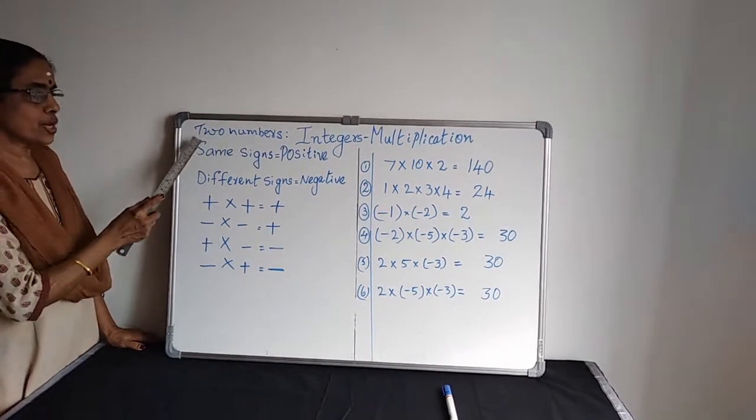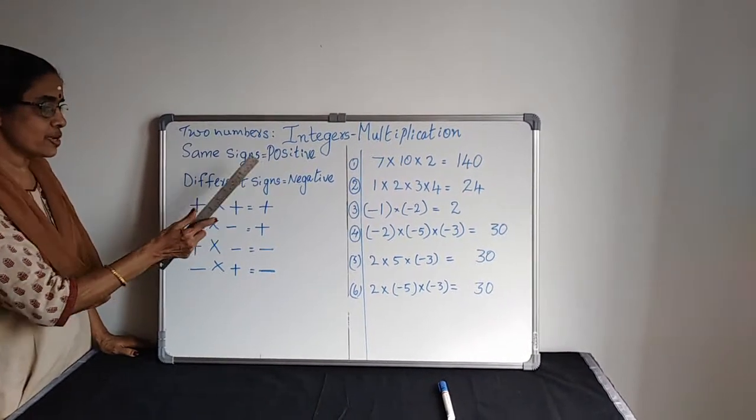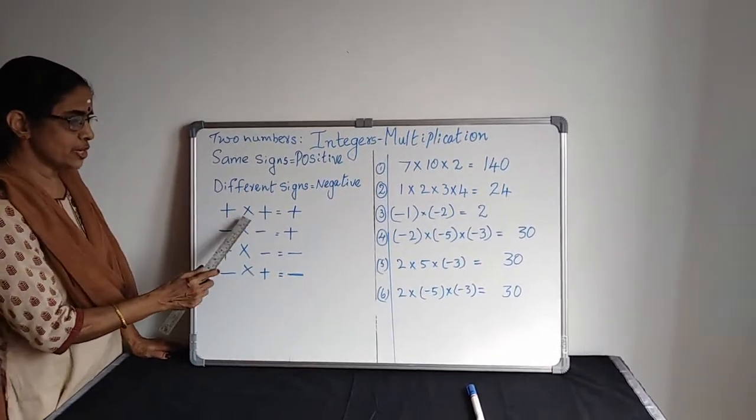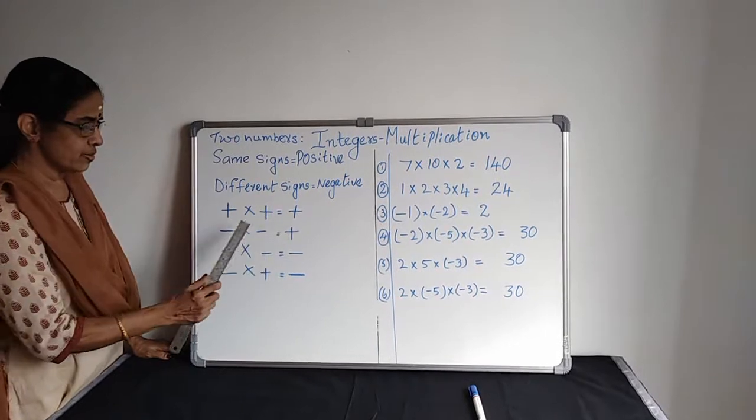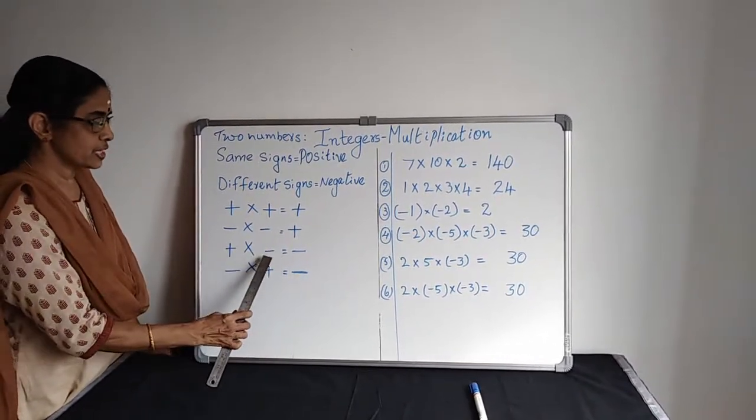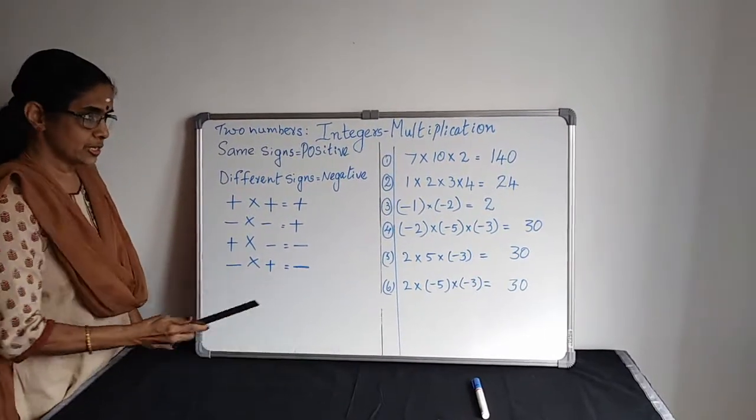When there are two numbers, same sign, the result is positive. Different sign, the result is negative. Positive times positive is positive, negative into negative, positive, positive into negative, negative, negative times positive, negative.